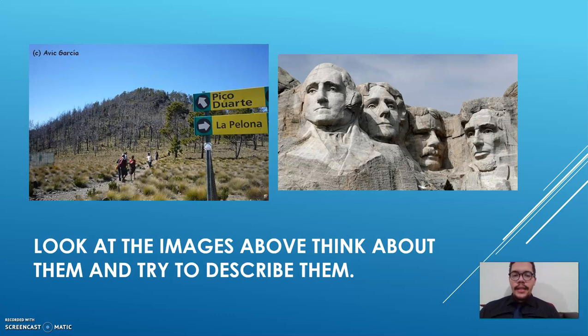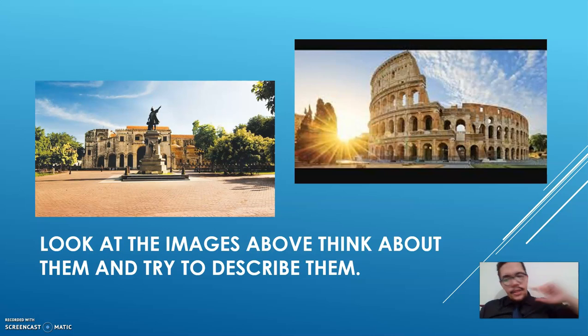They are both icons in the countries of their origin, one in the Dominican Republic and the other one in the United States. Of course, we know Pico Duarte is part of our culture and part of our heritage, and Mount Rushmore, which is the name of the second mountain in the picture, is also part of United States culture and heritage. And finally, look at these pictures above and try to describe them. One of them is part of the colonial city in Santo Domingo, and the other is the Colosseum in Italy, in Rome.